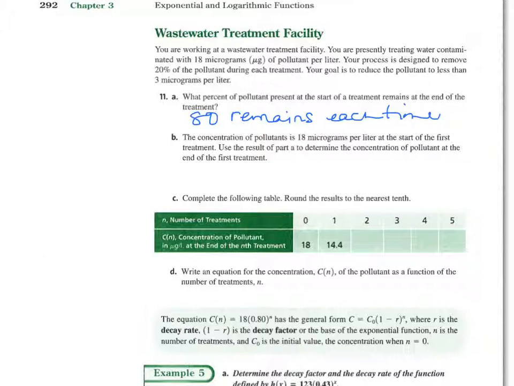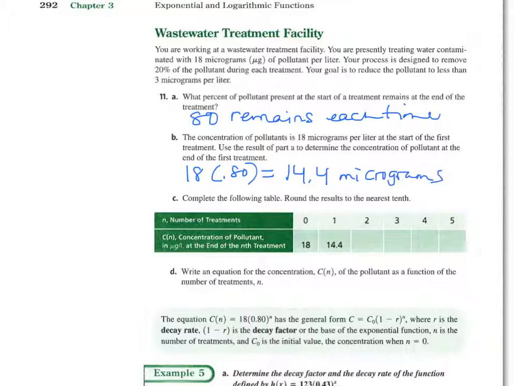So the concentration of pollutants is 18 micrograms at the start. So let's figure out what happens at the end of the first treatment. If I have 18 at the beginning of that treatment, I'm not going to multiply by 0.20, okay? I'm going to multiply by how much of it remains, because if I multiply by 0.8, that means I've lost 20%, which is what I want. And this comes out to be 14.4 micrograms still left after the first treatment.